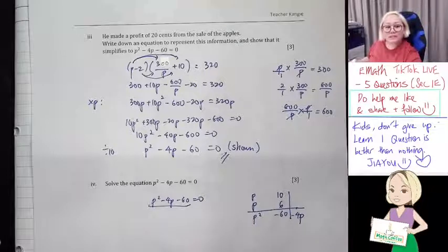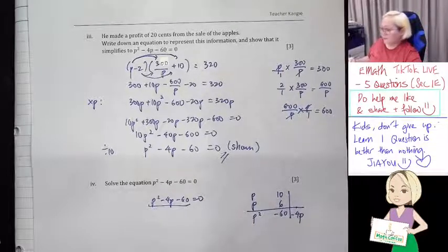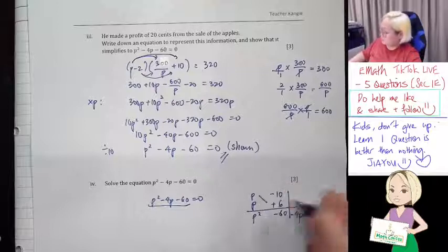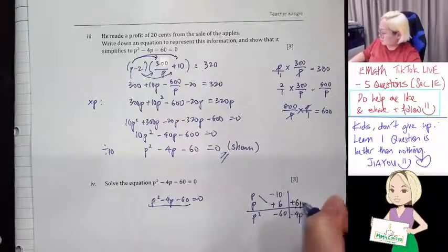So now the next thing is one of them must be minus. Okay, so which one is minus? Because I want to get negative 4, right? So this is minus and this is plus. So this will give me plus 6p. This will give me minus 10p.